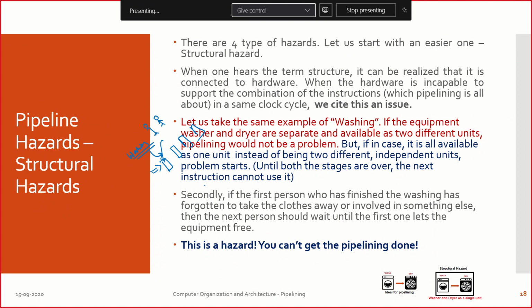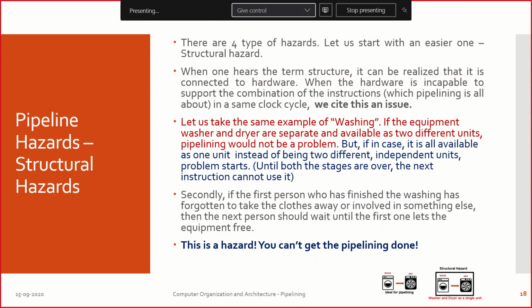The second person will keep waiting until the first person is back from his call to lift the material. This is a hazard, and this kind of hazard is called the structural hazard, and you cannot get pipelining done easily whenever you have this kind of hazard. So remember, this is 100% related to hardware. Whenever the hardware is unavailable, or whenever the hardware is locked with one particular instruction and it is not releasing it for the next one to use, we call it structural hazard.